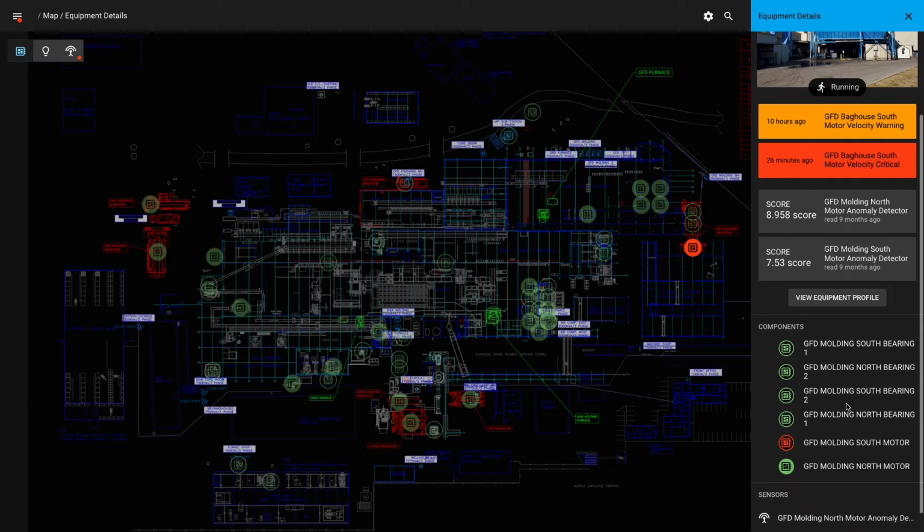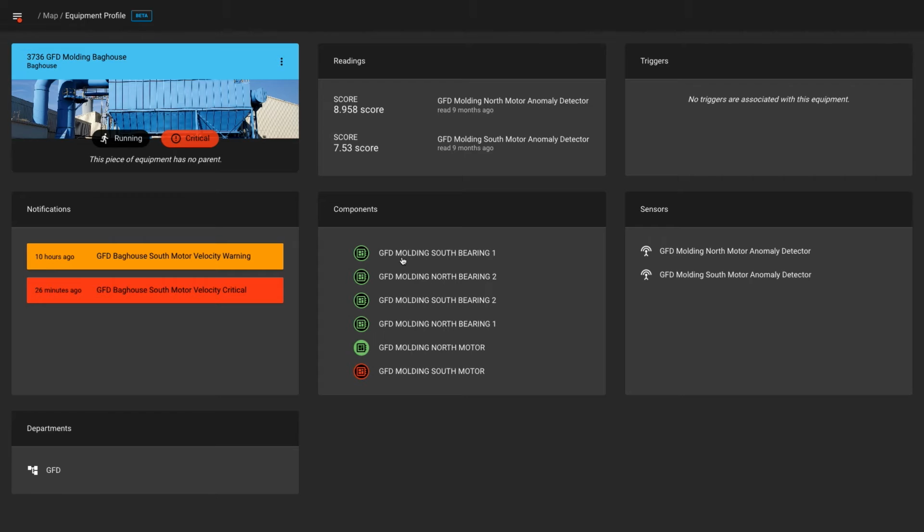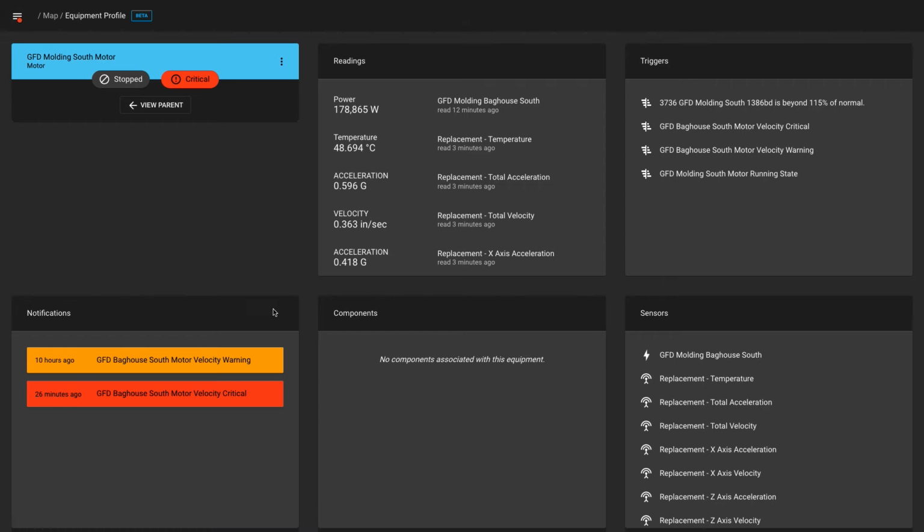By clicking on View Equipment Profile, I can see the different components that make up this piece of equipment, as well as the state and health information. It looks like one of the motors is in a critical state, and the reading from the sensor indicated that it is likely having a motor vibration issue, which could be an early indicator of failure. It's probably a good idea to have someone go out and take a look at it. If I click on that motor sensor, I can see the specific readings that triggered the notification.